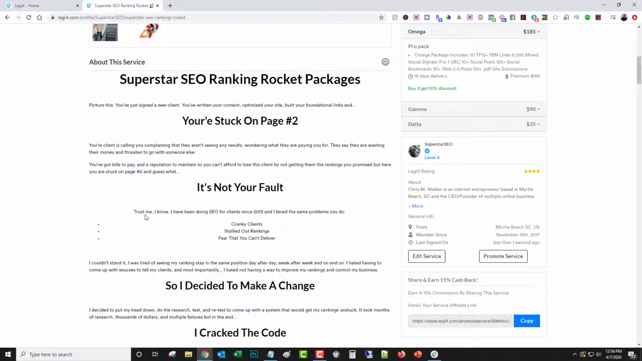Trust me, I know. See, what I'm doing there is relating to them. They don't know me in theory when they look at this page, but what I'm doing there is putting it that I understand their pain. I've been doing SEO for clients since 2013, and I face the same problems you do. See how I'm relating to them again? Cranky clients, stalled out rankings, fear that you can't deliver, and that, again, just more relating.